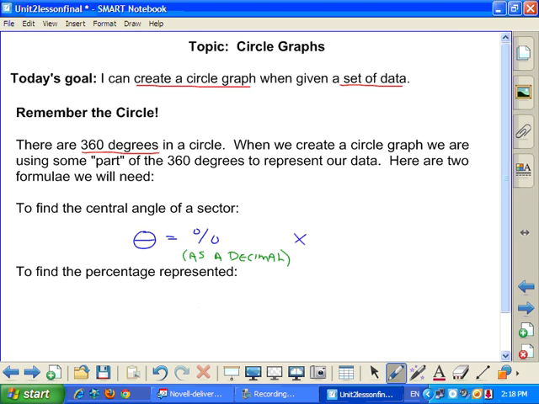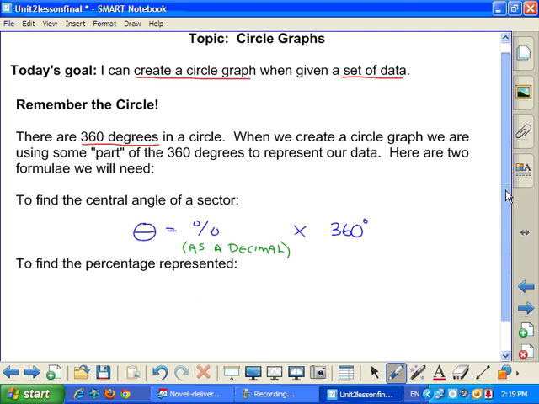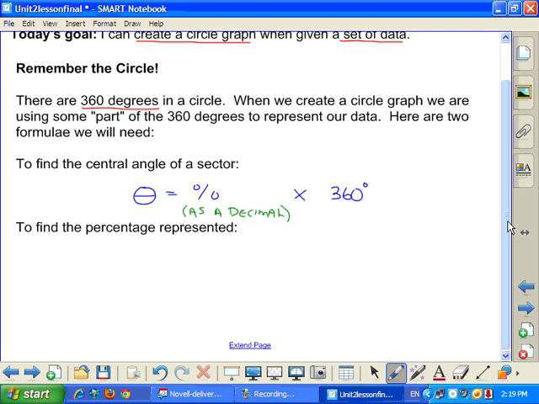And multiply it by 360 degrees. All right, so we may have to create the percent from a fraction. We may be given the percentage, so we need to be comfortable going with whatever information is given. So there is your formula for determining the central angle for a sector.